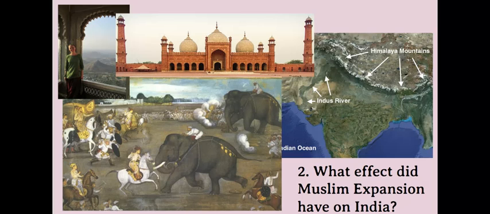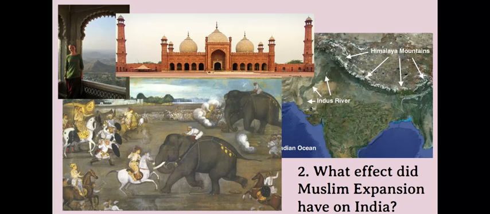This brings us to question number 2. What effect did Muslim expansion have on India? So India was a Hindu country for somewhere around 3,000 years. And as new gods and religions and ideas were brought in, they were simply absorbed into Hinduism. But Islam is going to be different.